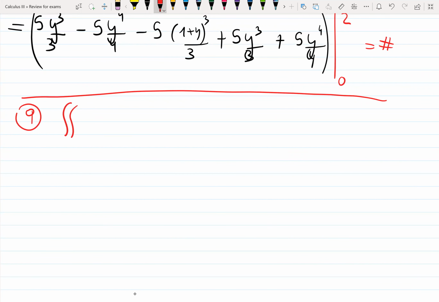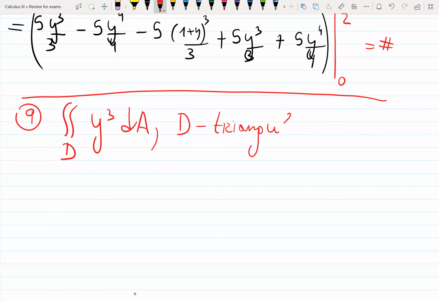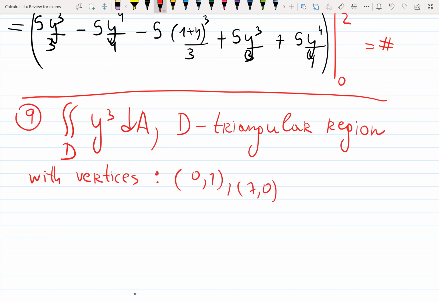What is the volume? Or they just say, calculate this integral over D of y cubed dA, where D is a triangle. Triangular region with what kind of vertices? Vertices 0, 1, 7, 0. And this problem I see in front of me, so I should not mess it up. Okay, good.